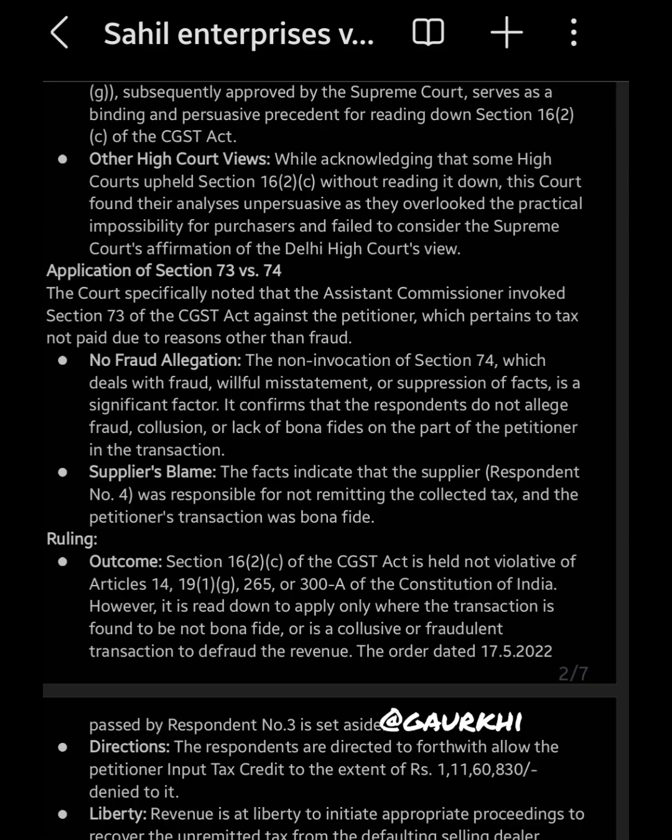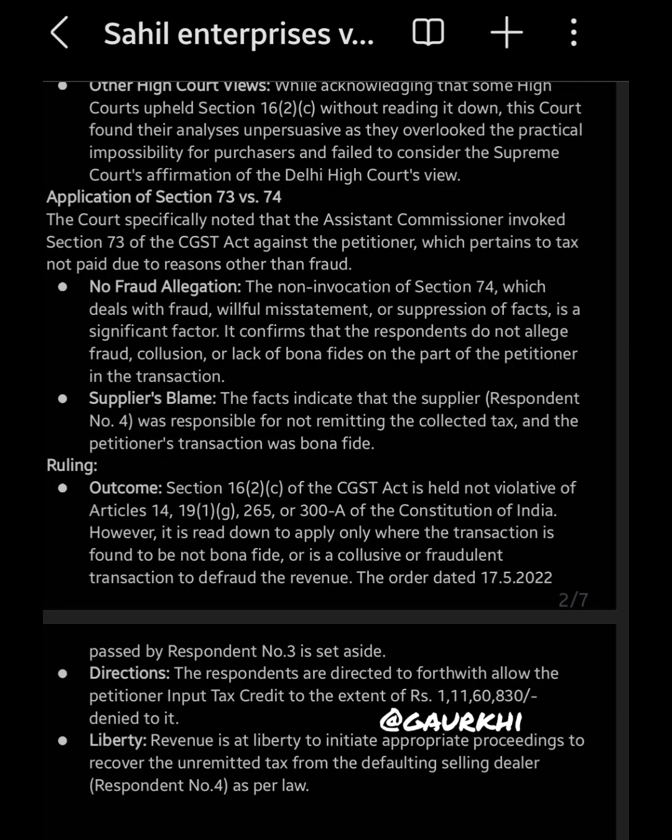The court specifically noted that the Assistant Commissioner invoked Section 73 of the CGST Act against the petitioner, which pertains to tax not paid for reasons other than fraud. Right? No fraud allegation. Section 74, which deals with fraud, was not invoked because the buyer was not in default. He hasn't done any fraud. So 74 cannot be invoked, 73 can be invoked. Next, the supplier's blame. The supplier is responsible for paying the tax which is collected from the buyer. So he has to pay the tax. Why should the buyer be responsible?